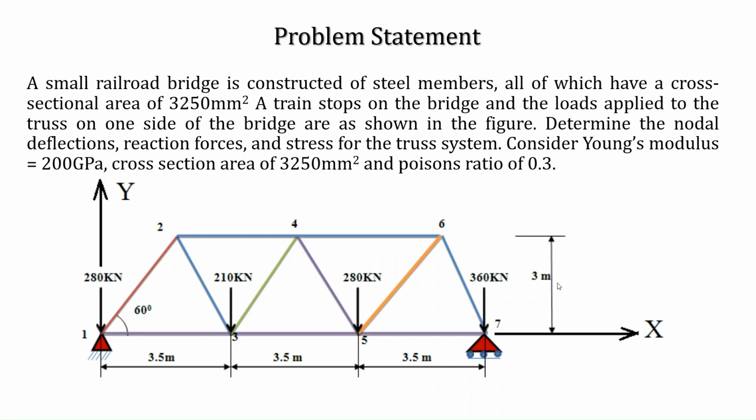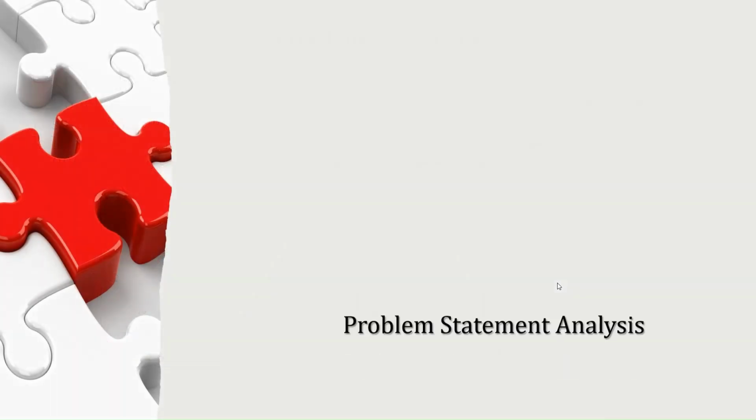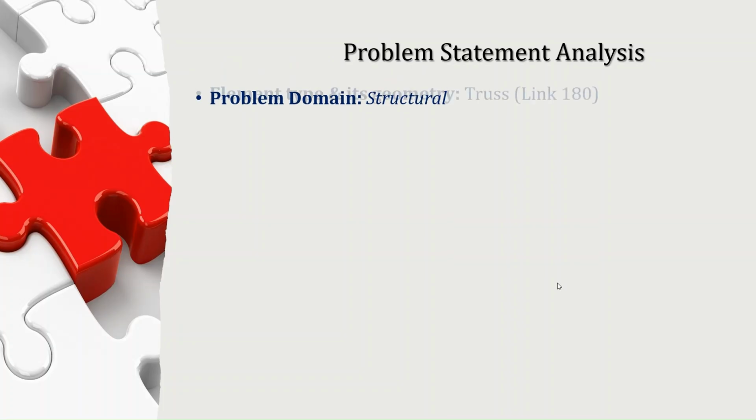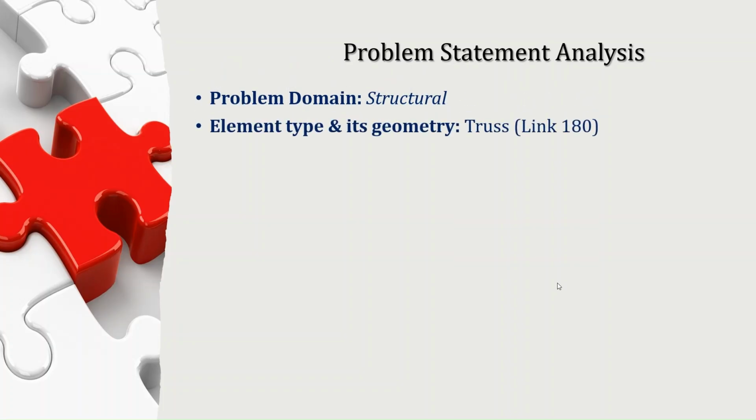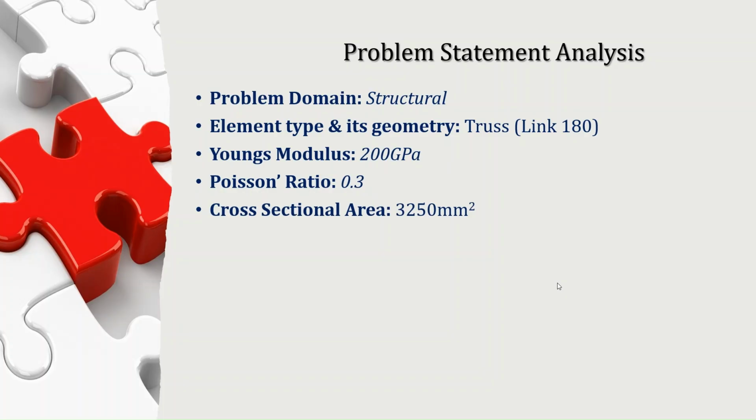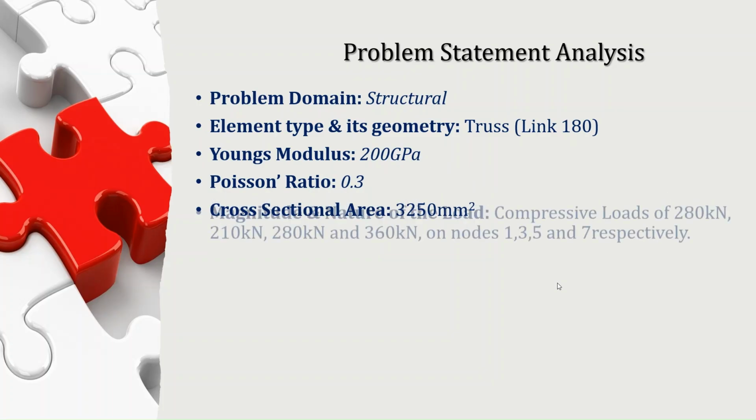Now we shall see how to solve this problem statement using the ANSYS APDL software. We will be defining the FEA model using the LINK180 element, which we have used in the analysis of bars in the previous videos. The domain here is structural because we are not studying any temperature effects on the members of the truss; it is purely the forces acting on the members. Next is the Young's modulus, which is 200 GPa, the Poisson's ratio, which is 0.3, and the cross-sectional area, which is 3250 mm square. This is common for all the link members of the truss.